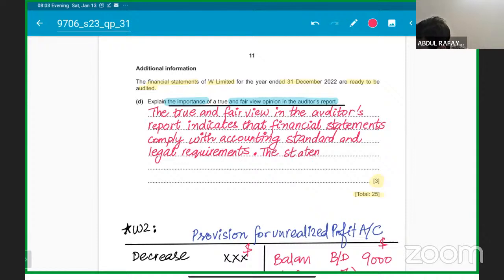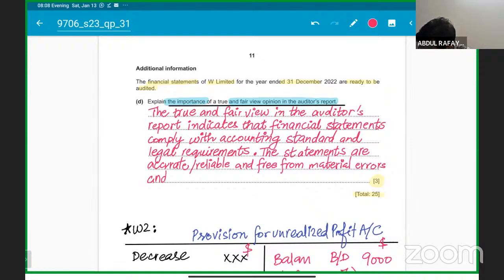The statements are not understated, are accurate, reliable, and free from material errors. Yeah, this is a very good word, free from material errors. Are you guys getting it? Free from material errors and misstatements. कोई ऐसी बात नहीं करी है जो contradict कर रही हो, तो ये भी हमने point लिख दिया. सही है. So make sure आपने दो points लिखने with clear explanation, okay?